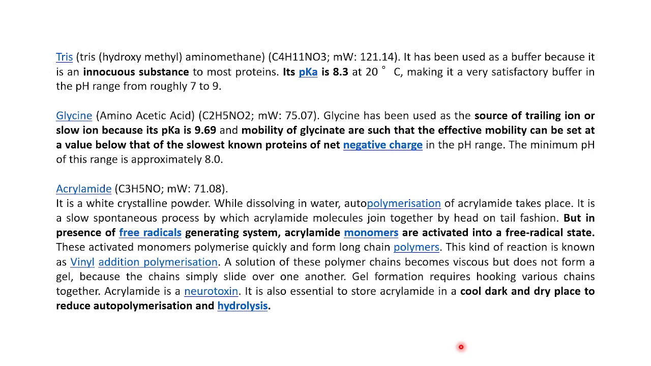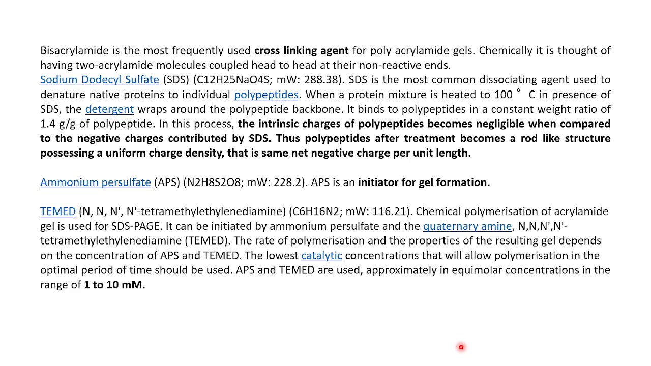A suitable solution of this polymer is also available that becomes viscous but does not form a gel, as the chains simply slide over one another. When you use a cross-linker, the gel formation actually occurs. Acrylamide is a neurotoxin, so it's essential for the acrylamide to be stored in a cool, dark and dry place to reduce any sort of autopolymerization and hydrolysis.